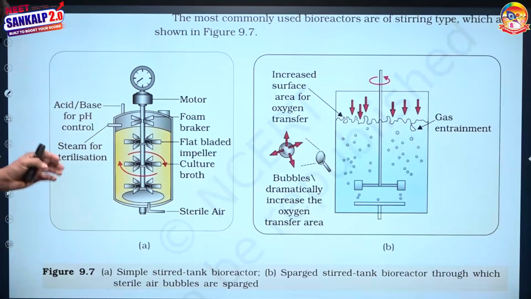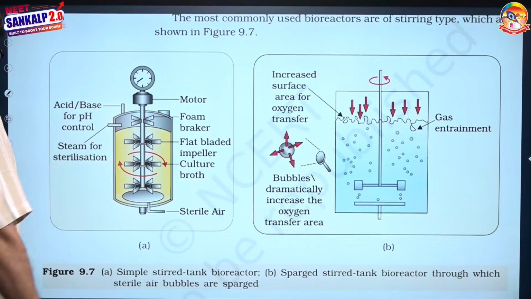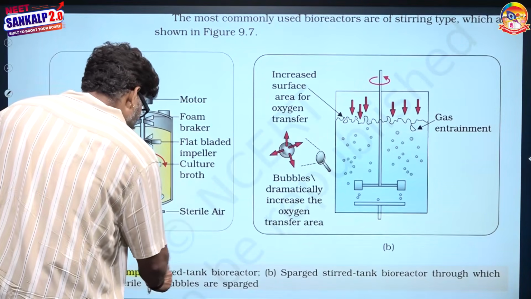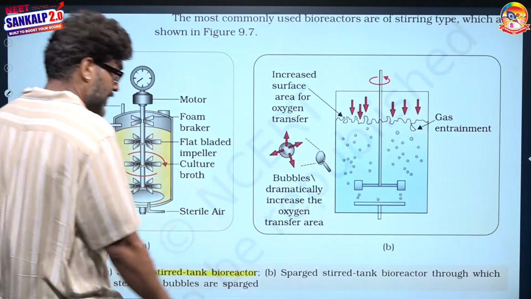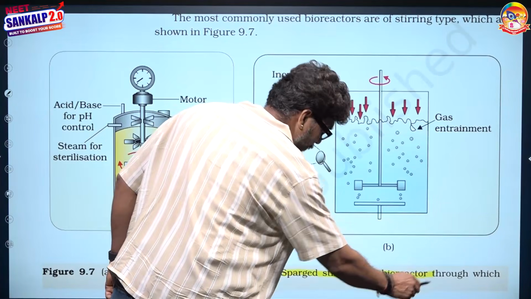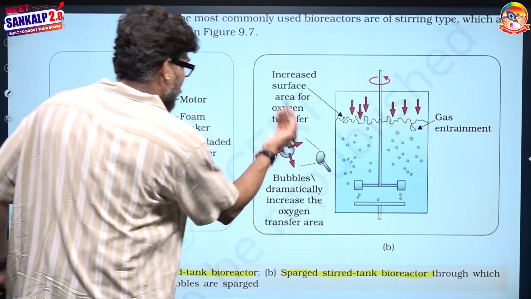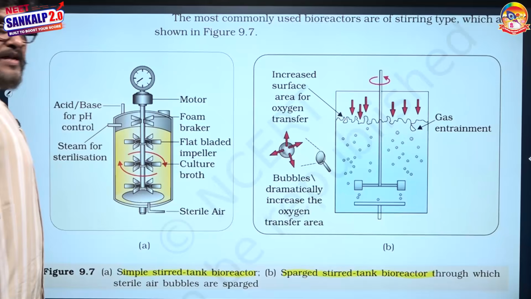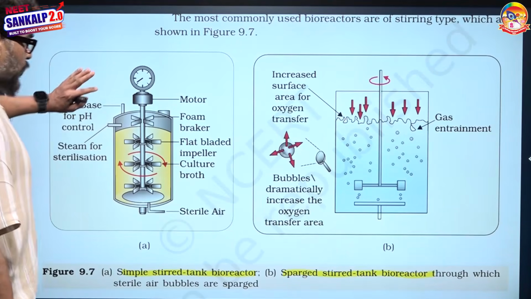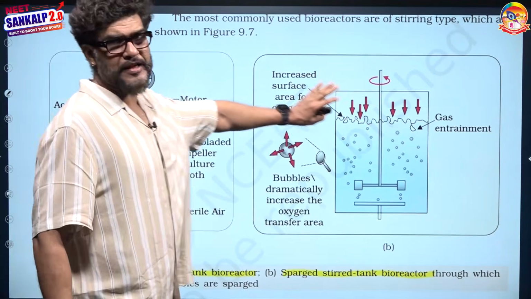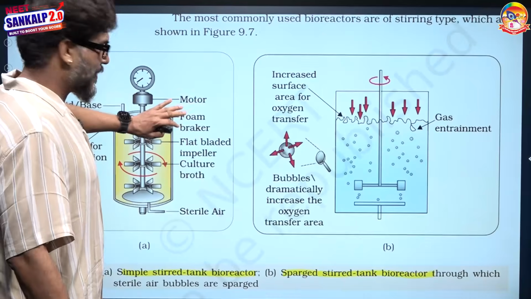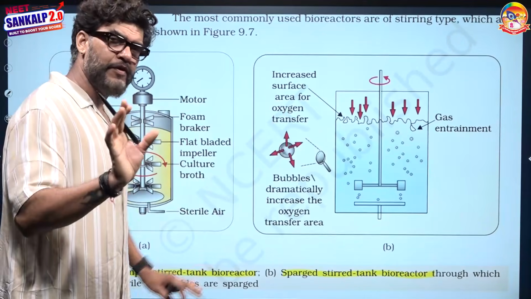In this diagram, two types of bioreactors, the simple stirred tank bioreactor and the sparged stirred tank bioreactor, are mentioned. That is, both are stirred bioreactors. This provision of agitation is known as a stirrer. Here there is no provision of spargers, here there is a provision of spargers. Spargers are meant for what? For the delivery of oxygen.